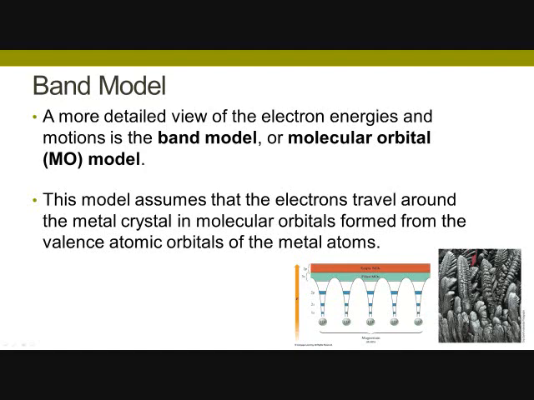A more detailed view of electron energies and motions is called the band model or molecular orbital model. We actually won't get very much into this. This used to be on the AP exam and they took it off. This model assumes that the electrons travel around the metal crystal in what are called molecular orbitals that are formed from the valence atomic orbitals. We will talk about the sigma and pi bonds where these orbitals are at the end of the chapter.